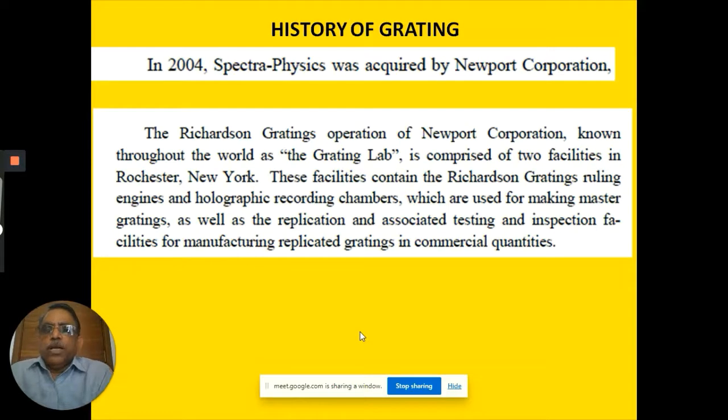In the year 2004, Spectra-Physics, which was really making it, was acquired by Newport Corporation. So even now they are the leaders. And this was the grating called the Richardson grating. The lab is also very famous, well known for its grating lab. This is how the history of grating manufacturing went from a small scale to a larger scale.